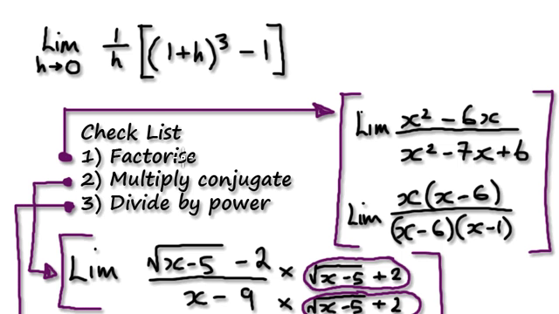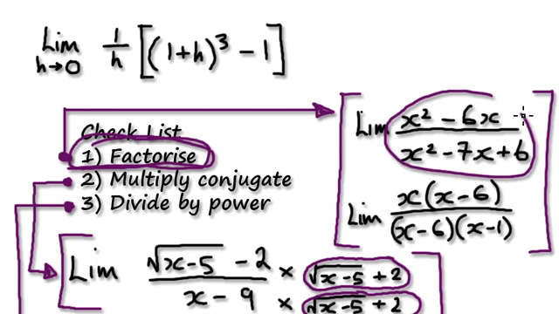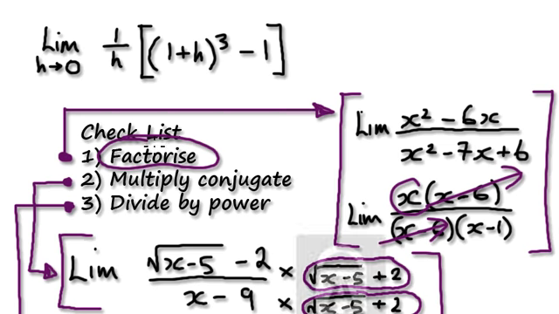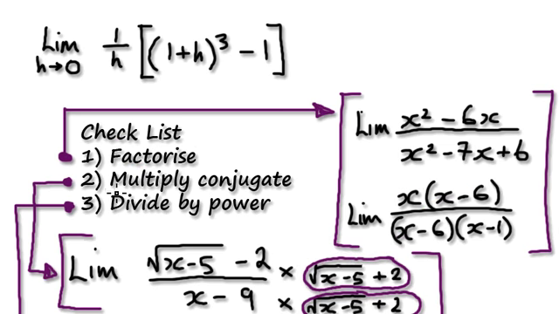And then also have a checklist here. First, keep an eye out for factorization. You might be able to factorize it. So, for example, if you try and find the limit of this here, when you factorize it, you see this thing cancels out with this. So keep an eye out on factorization.